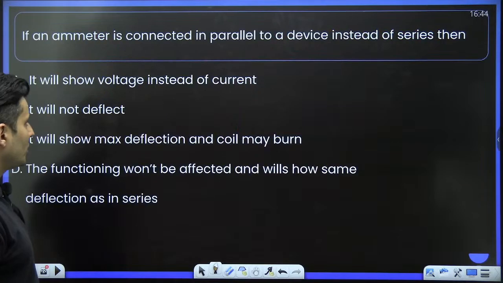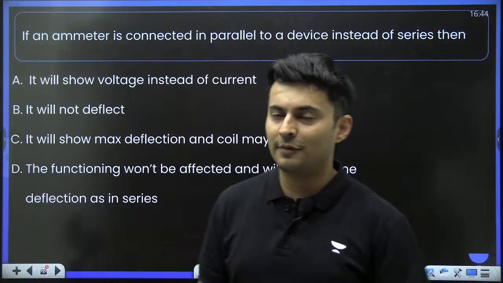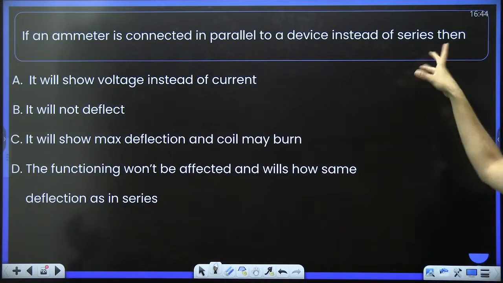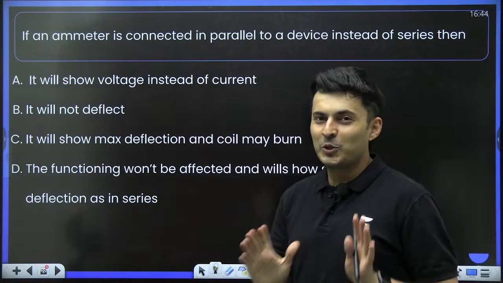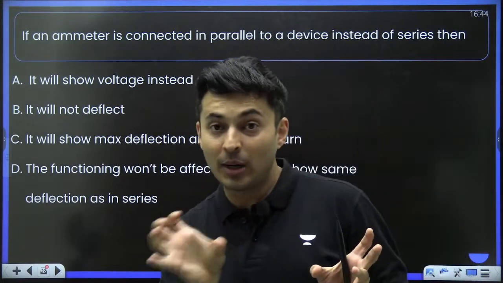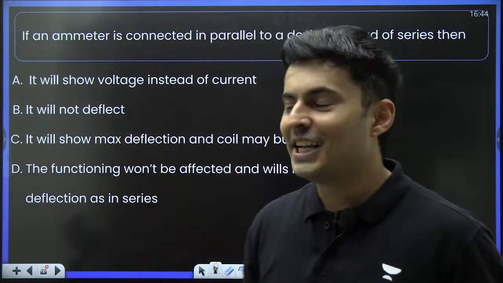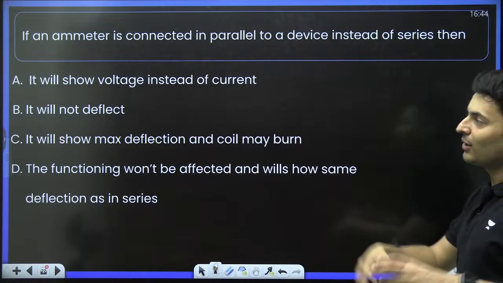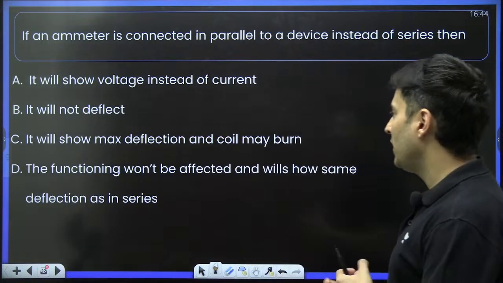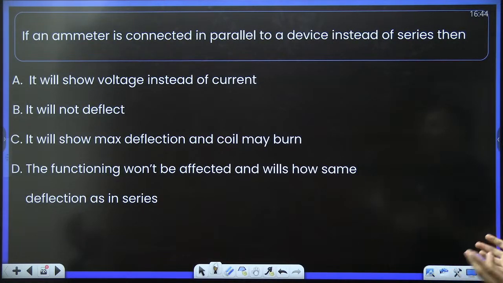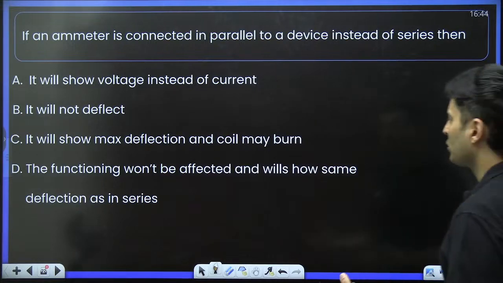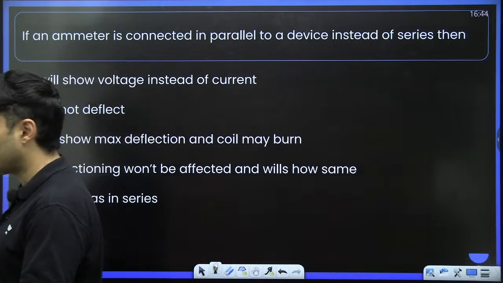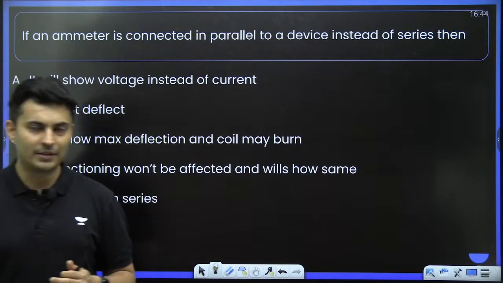Chalo, let's solve some questions which are coming up on your screen. Here is the first one. If there is an ammeter connected in parallel to the device instead of series. Interesting. Usually you connect an ammeter in series, but now you have connected it in parallel. So what do you think will happen? It will show voltage instead of current. It will not deflect only. It will show maximum deflection and the coil may burn. The functioning won't be affected and it will still show the same deflection as when connected in series. What do you think is the correct answer for this question? Come on, my dear students.